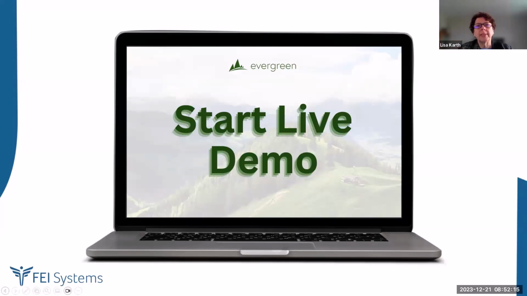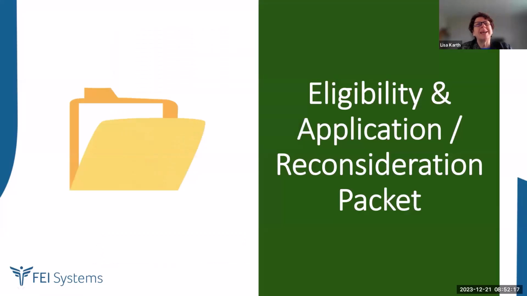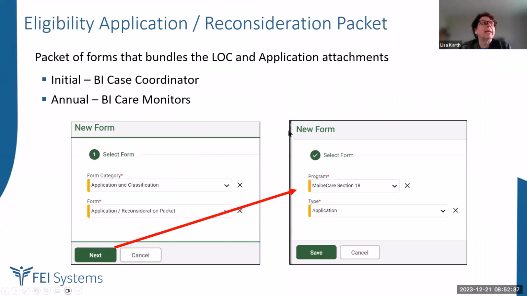We're going to now move into the eligibility and application reconsideration packet. So we've captured the medical eligibility and the level of care. So the next step is the application and reconsideration packet, which is going to determine waiver eligibility. Well, again, we're going to start a new form. And remember, packets bundle forms. And the initial one is completed by the BI case coordinator, and annual ones by the BI care monitor.